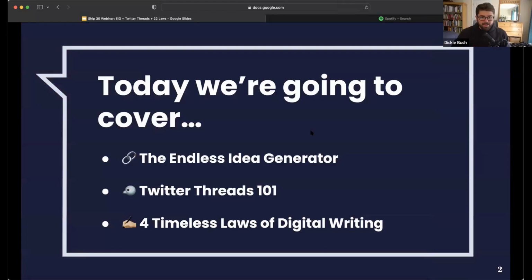So today we have a crash course in the digital writing fundamentals. We're going to take you through three things: our endless idea generator, Twitter threads 101, and share with you 4 timeless laws of digital writing. We're going to zoom through things here, throw a lot at you. So don't worry, this whole thing's recorded. You can slow it down. You can watch it later. But Cole, you want to kick us off?